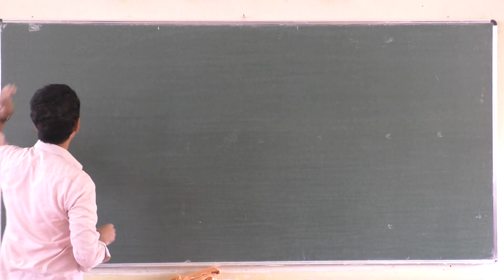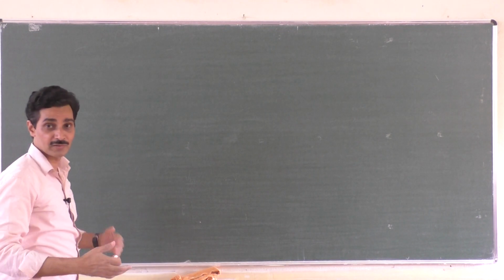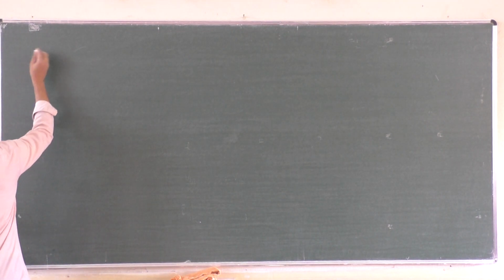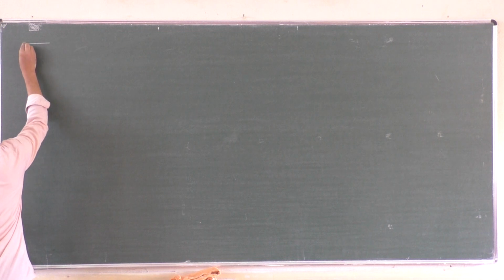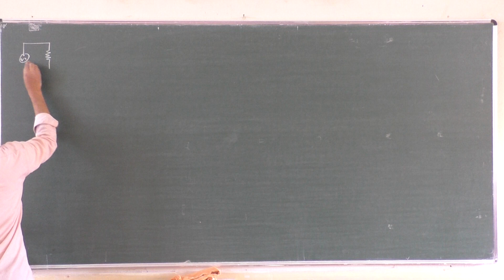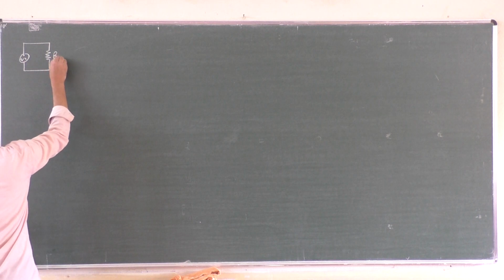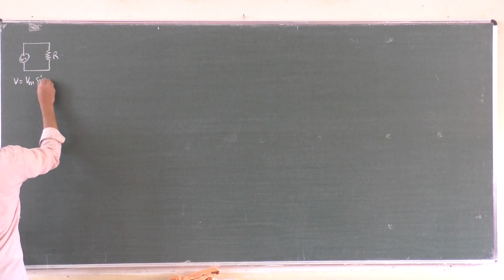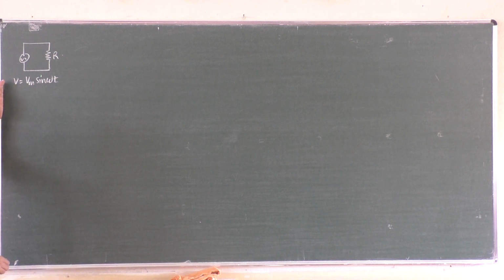Hope you can see this. Today I made the camera to see the full view of the board. So we will take an AC source and connect it to a pure resistor, a wire of resistance R. Let V is equal to Vm sin omega t be the applied voltage. Hope you can see this. Yes, this is visible.